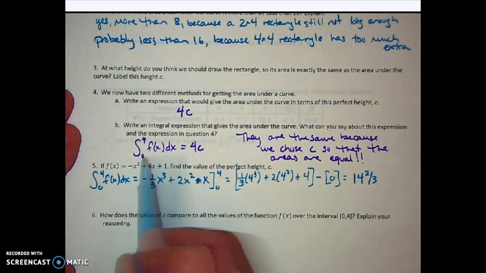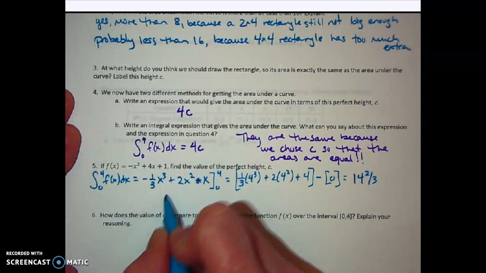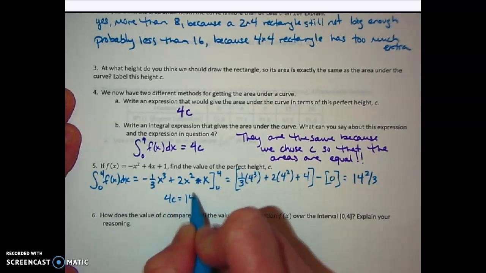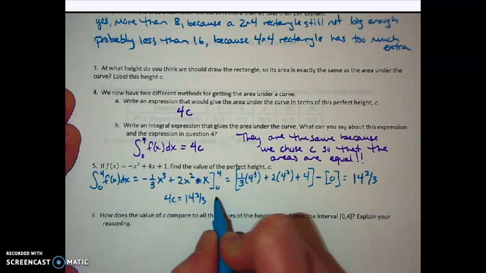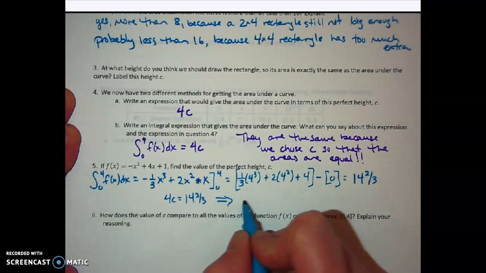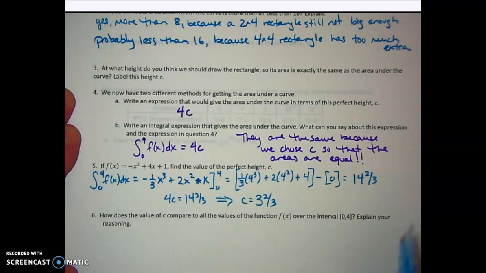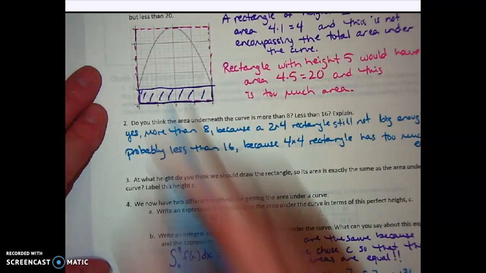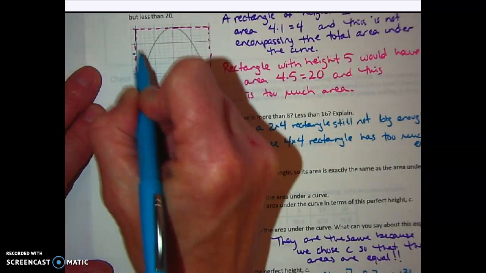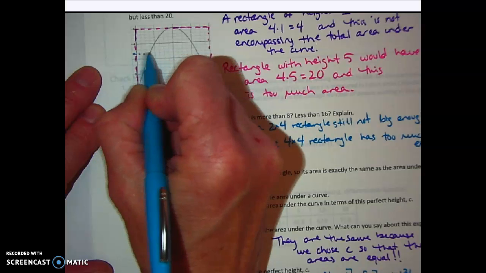Now remember, we let that integral equal 4c. So 4c equals 14 2/3. And if we divide by 4, we find that c equals 3 2/3. So I can come back up here, and roughly at 3 2/3, this would be my rectangle.